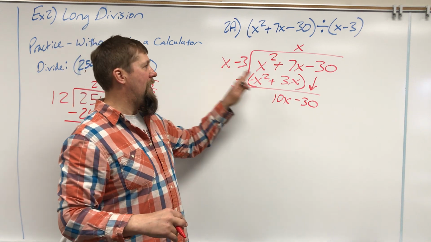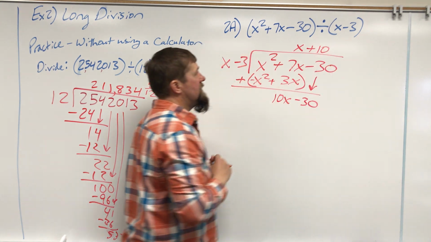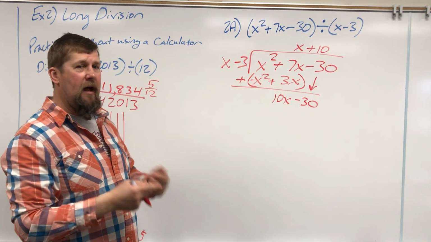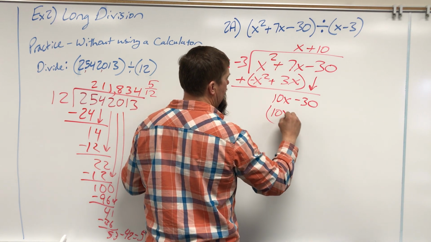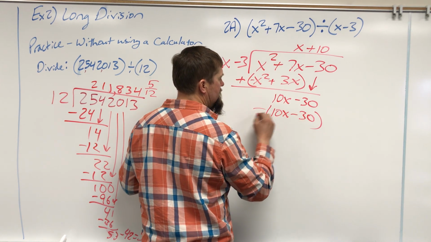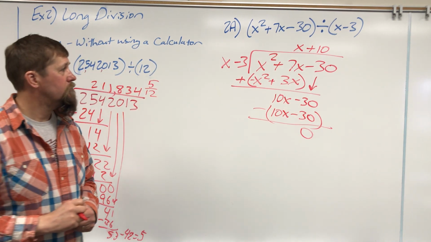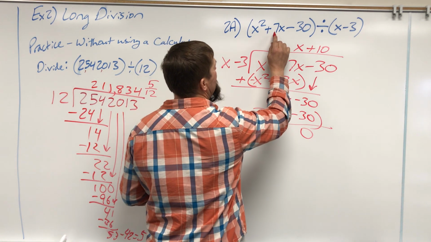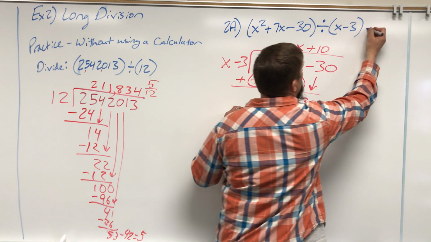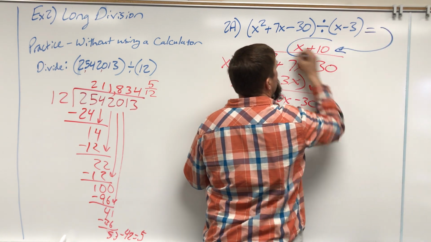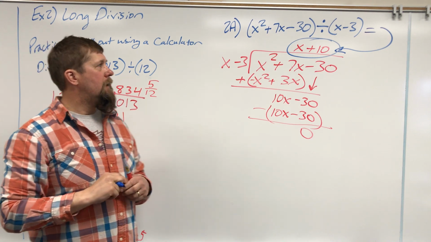What do I multiply x by to get 10x, which is obviously plus 10. I have to multiply it back times the whole thing. I get 10x minus 30. When I subtract, I get 0. There is no remainder. When I take this divided by this, my answer is x plus 10. Okay? X plus 10.